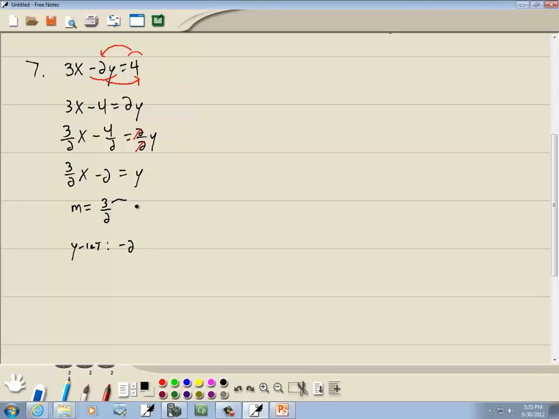Now remember we want this in fraction form. This is a change in y over change in x. Positive 3 means we go up 3. Positive 2 means we go right 2. So first thing we do is go to our y-intercept, which is negative 2, and put a point.